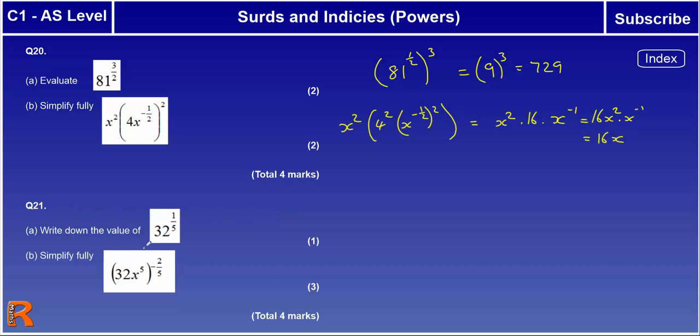Question 21, the last question I'm going to do for this topic. Write down the value of 32 to the power of a fifth. You should be very familiar with the number 32 now. It's the fifth power of 2, so that's just 2.